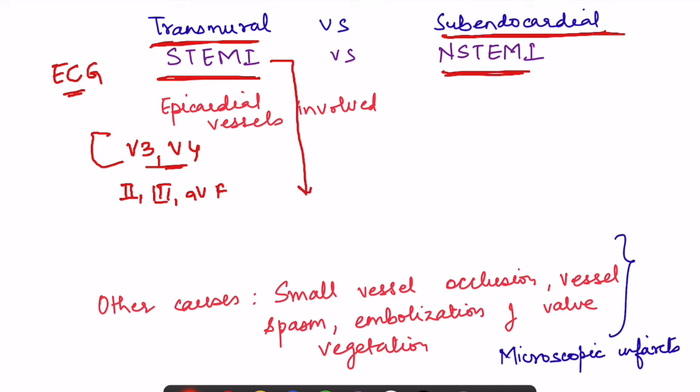Transmural infarct occurs due to the involvement of the epicardial arteries by the atherosclerotic plaque and its rupture. Subendocardial infarct, we saw, is due to other causes, that is, there is a fixed coronary block and suddenly there is increase in demand of oxygen by the heart. And there can be in fact other causes which can lead to microscopic infarcts, again as we have seen before, like small vessel occlusion by vessel spasm, vasculitis, embolization of wall vegetations.